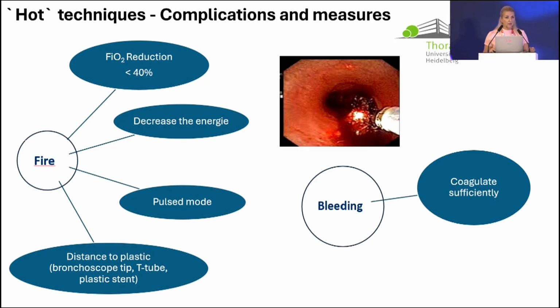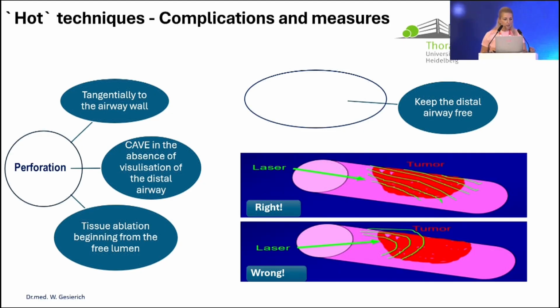Bleeding, another complication. So we have to coagulate sufficiently. Bleeding doesn't really happen with the hot methods, only when we perforate a vessel. And then we have to be quick, because most of the time it's a big bleeding. What other problems might we have?